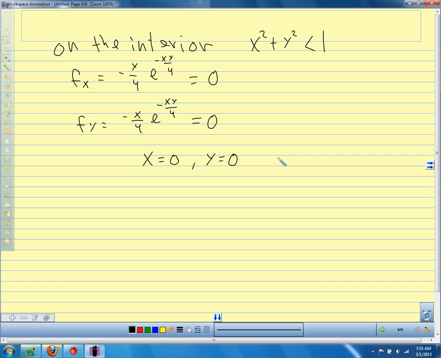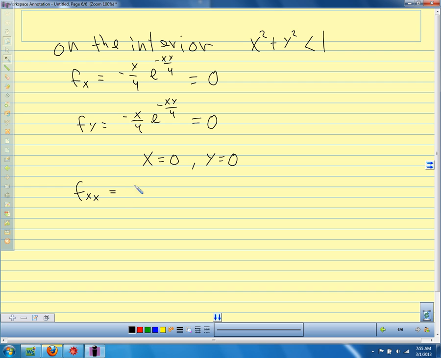We're going to run our second partials test to decide if this is a maximum, minimum, or a saddle point. How do we know that these are on the interior? These are the critical points of e to the minus xy over 4, and at 0, 0, x squared plus y squared is less than 1, so we know that. I don't find the critical point of x squared plus y squared. What we're doing here is just like when we had a function and wanted to find the critical points. All this is telling us is we have to ensure that the critical points we find are where x squared plus y squared is less than 1. So if we found x equals 5 and y equals 3, we would know that's not on the interior.